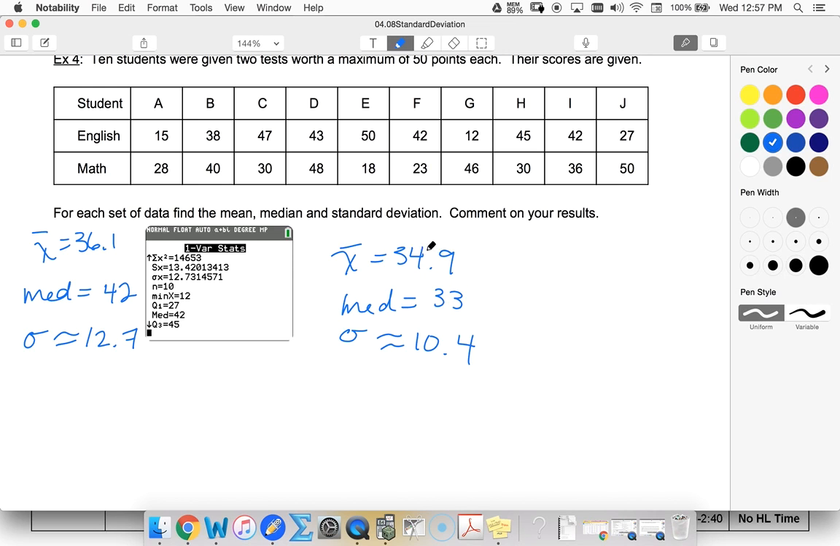For math, the scores are slightly lower, still good scores, but they're slightly lower, but they're more consistent. The mean and the median are much closer together, and the standard deviation is smaller. So those would be the sorts of things that I would write down to comment on the results.